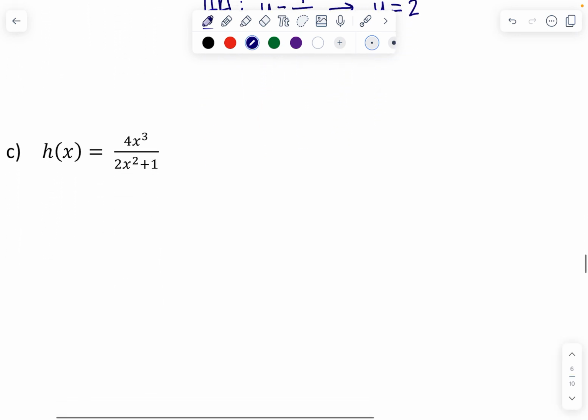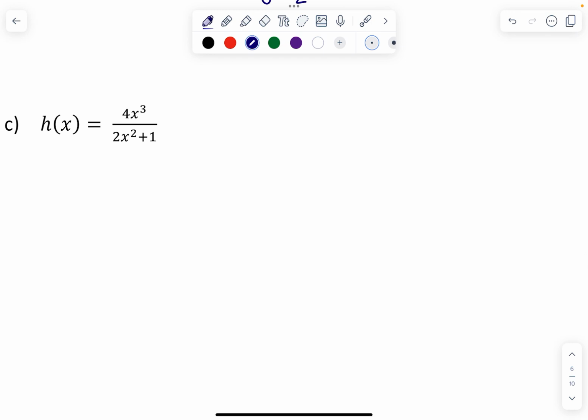And C, h of x equals 4x cubed divided by 2x squared plus 1. So the degree of our numerator is 3. The degree of our denominator is 2. And since 3 is greater than 2, we have no horizontal asymptotes.